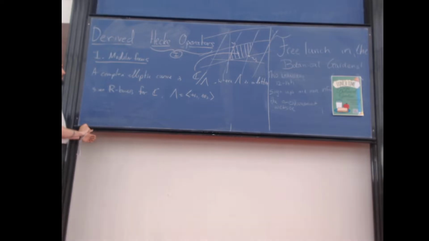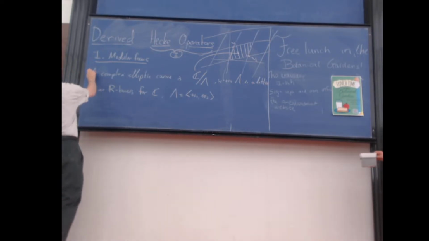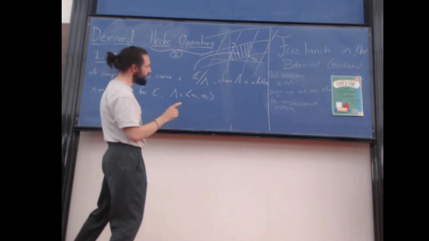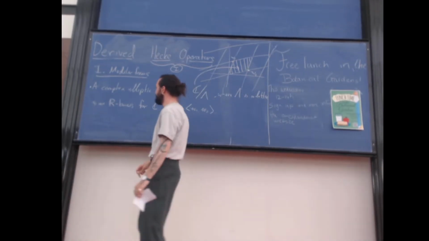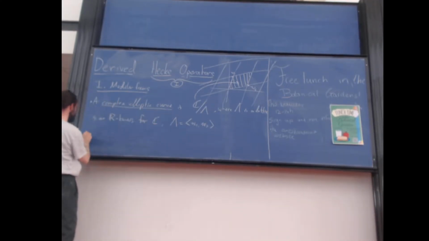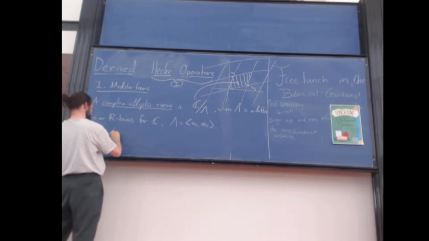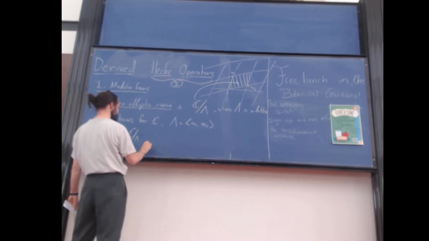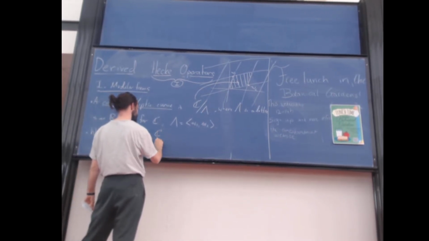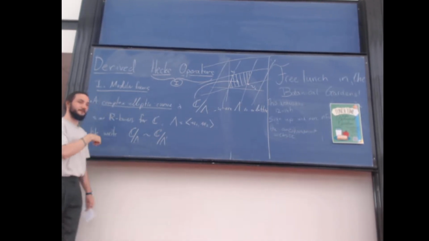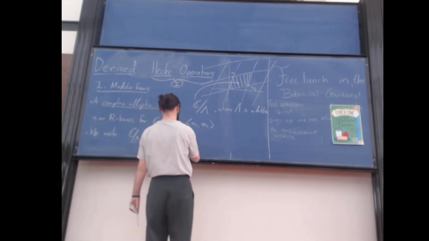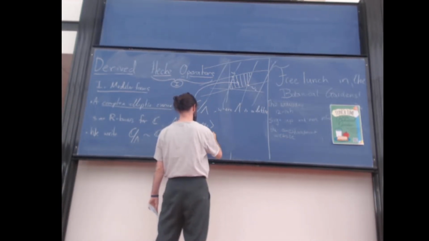So another little definition is when we want to call two elliptic curves the same. I think I will definitely use colors. So this is what a complex elliptic curve is. And I want to say that we write C modulo a lattice is equivalent to the same C modulo a different lattice, if and only if the lattices differ by some complex unit.